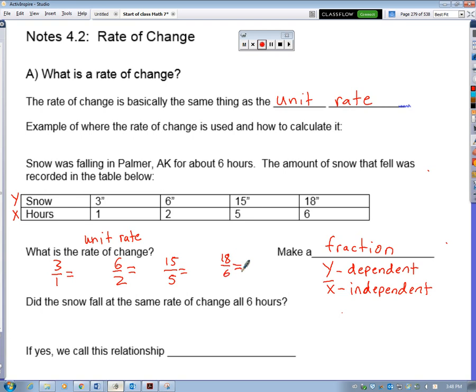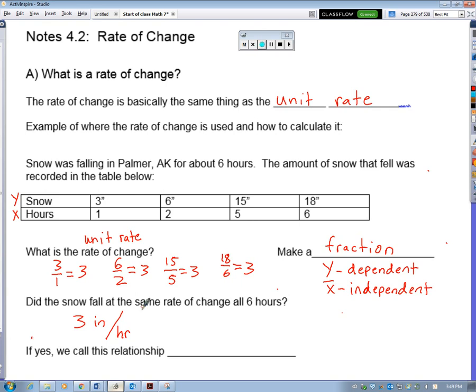And what we're trying to find out is, when we do this division, it's going to tell us our unit rate, and we want to see if it's going to be the same for each one of these division problems, which it is. If you divide every single one of these, it's going to come out to 3. So that tells us that 3 is our rate of change, our unit rate, and that this snow was falling at 3 inches per hour. That's how much snow was falling every hour. If someone asked you how much was it snowing, you could say 3 inches an hour.